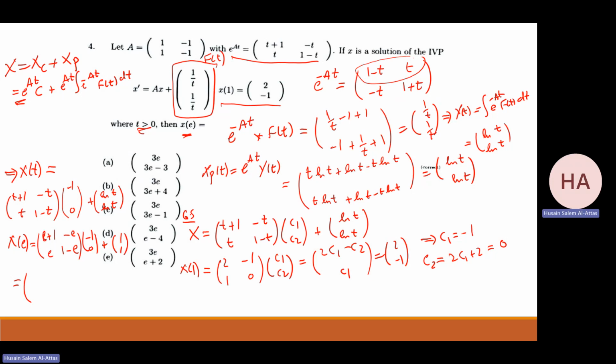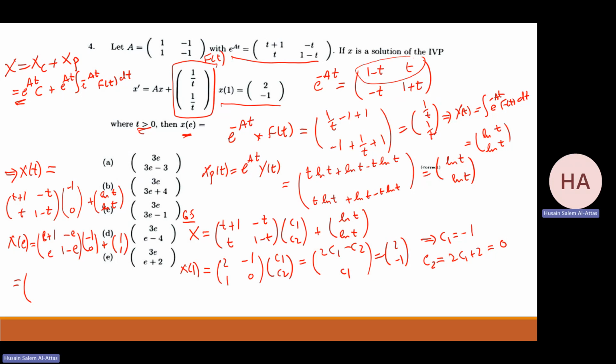Directly, there's a mistake somewhere. This is e plus 1 minus e. I need to figure out where the mistake is. As usual, it will be a sign there or there. Okay, it is 1 minus t, t minus t, 1 plus t. This is e to the power minus At times f of t, which is 1 over t, 1 over t. That will be this times this. It will be 1 over t minus 1 plus 1. Good. And the next one, minus 1 plus 1 over t plus 1, which is 1 over t.